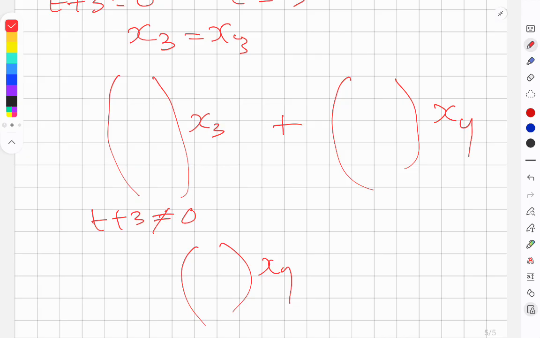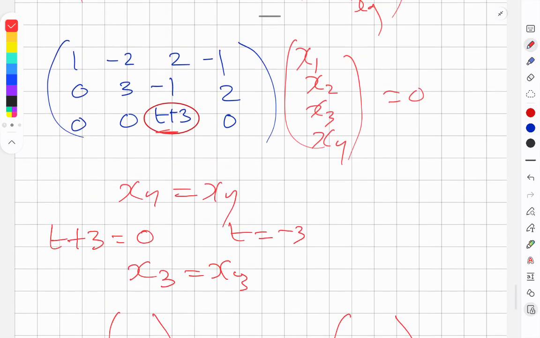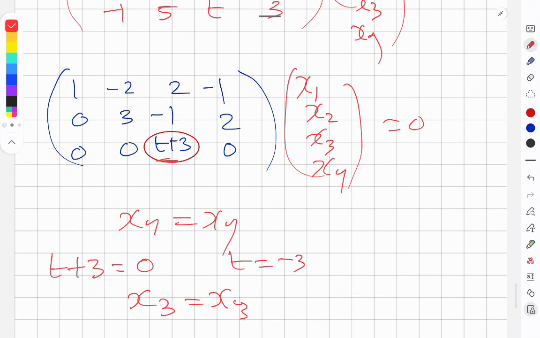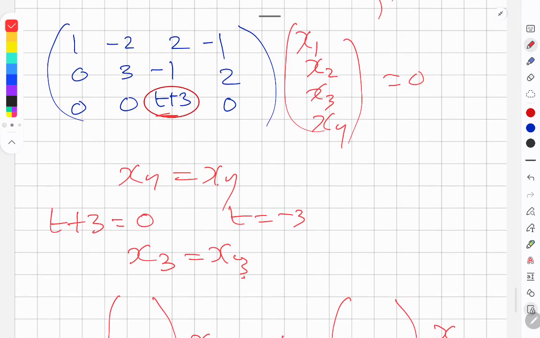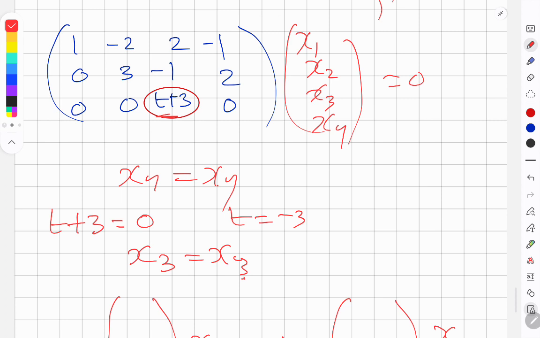Okay, so as we analyzed in the first question, if t plus 3 becomes 0, you will have two free variables, one is x4 and the other one is x3. That is row echelon form. And this is a homogeneous system Ax equals 0.